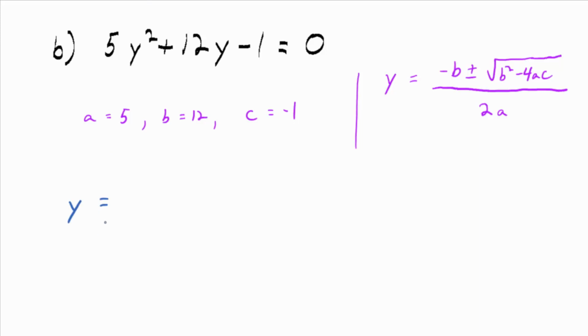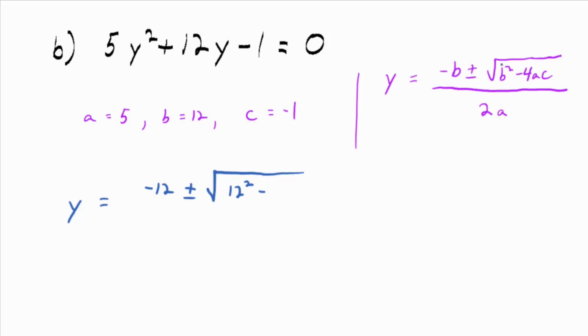What's the opposite of b? -12 plus or minus the square root of 12 squared, right? Which is 144. If you wanted to go right to 144, I'd have no problem with that. I'm going to start doing that very quickly. So 12 squared is 144, or just 12 squared for this step.